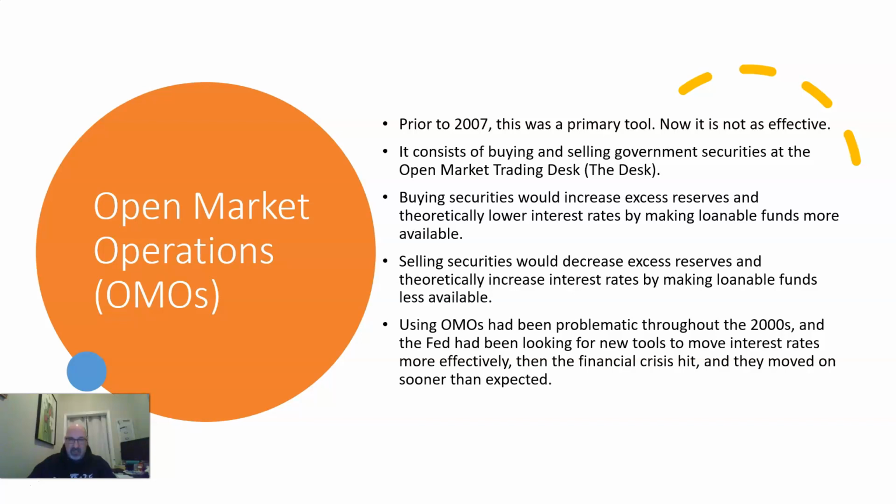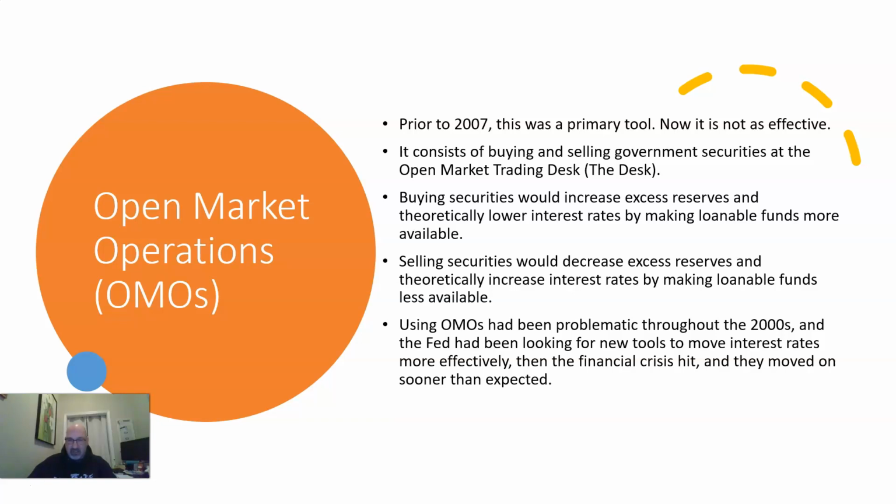So buying securities increases excess reserves and theoretically lowers the interest rate by making loanable funds more available. So the Fed buys securities, they take securities out of the banks and then give them money. When they give them money, all of that money is instantly excess reserves. And that basically just floods the market with excess reserves. And by doing so, everybody all of a sudden has way more loanable funds. And to get rid of those loanable funds, they're competing with each other for loans. And to get their loans made, they have to lower the interest rate. So that's how that works.